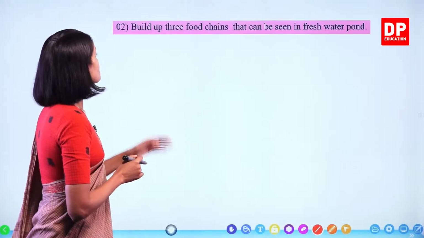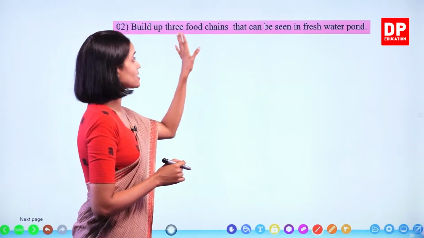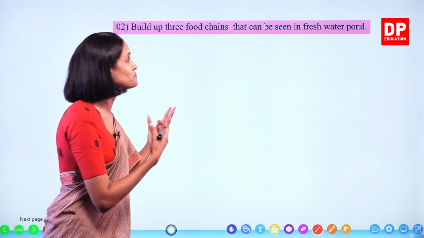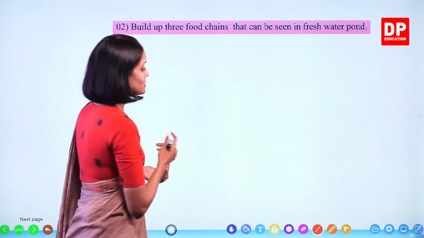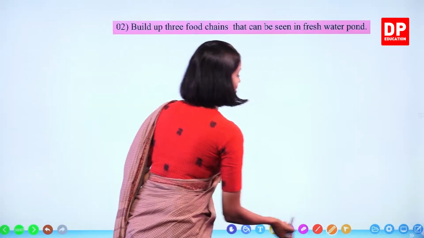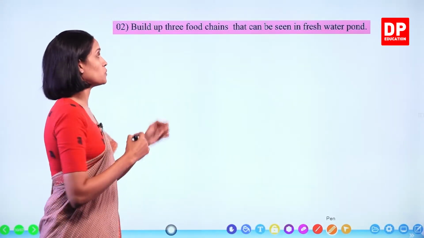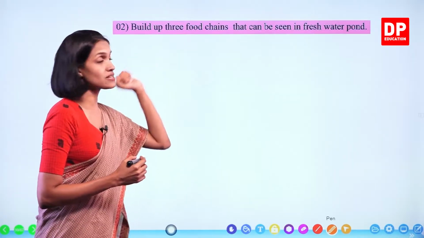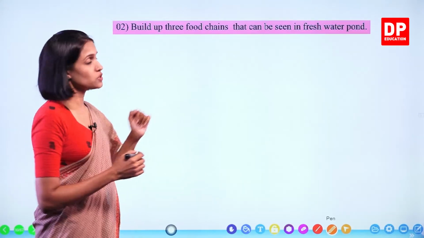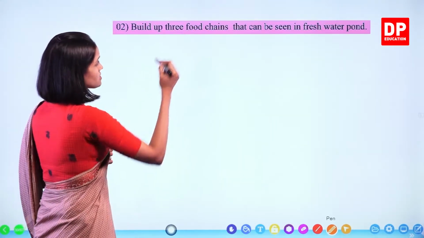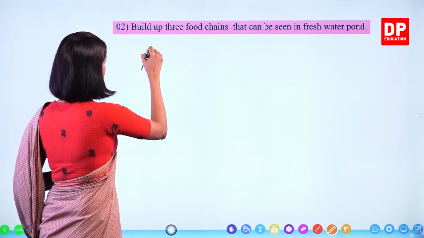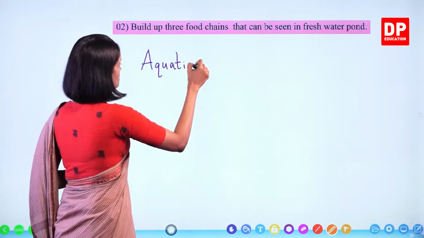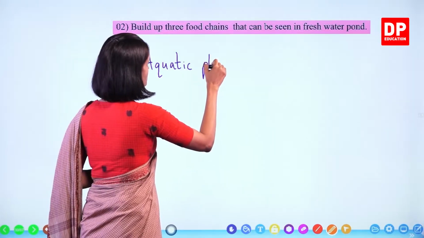Number 2. Build up 3 food chains that can be seen in a freshwater pond. Now we know so many examples for these things, right? Check whether you have done it correctly. I will start with the first. All the food chains have to start with a plant, okay? An aquatic plant, because this is an aquatic environment. Aquatic plant.